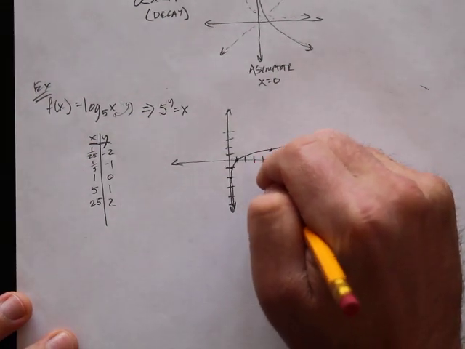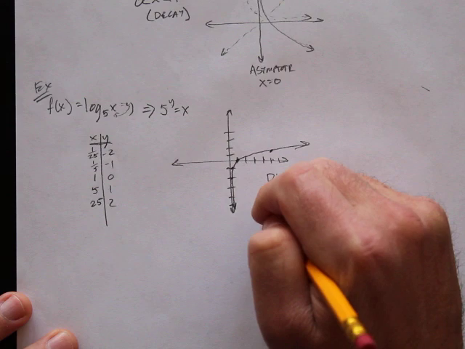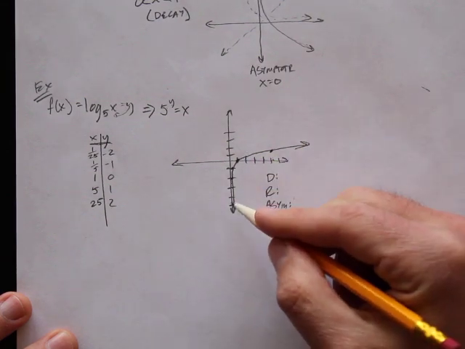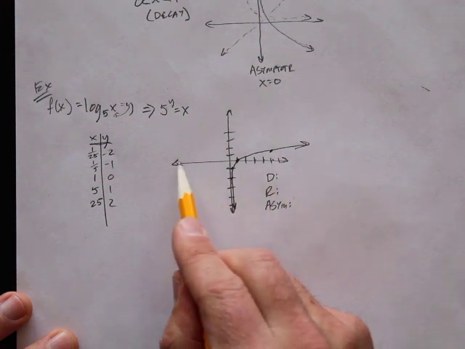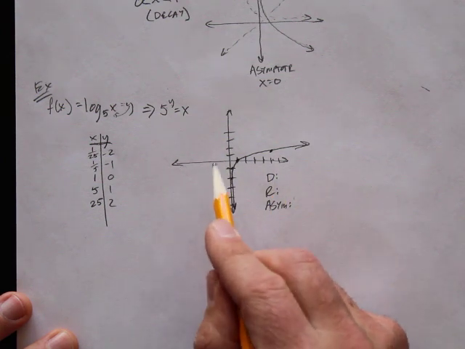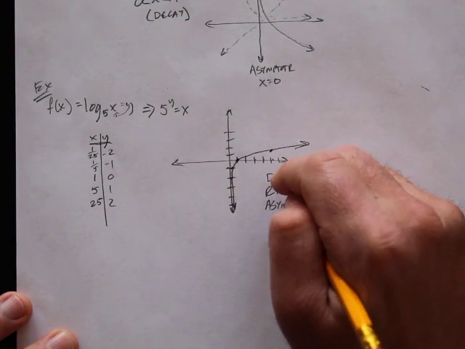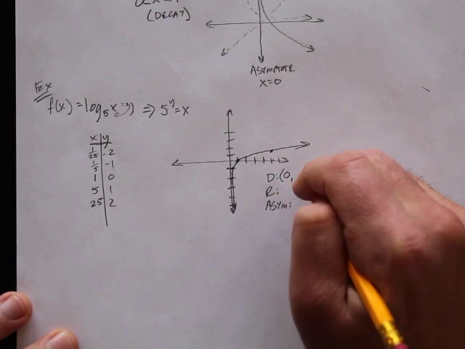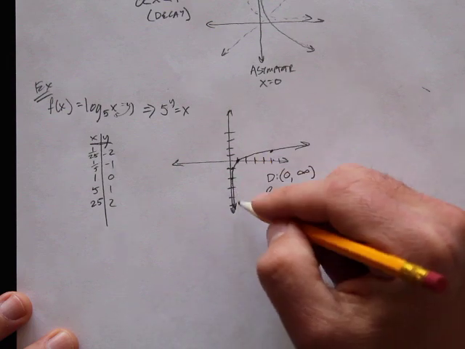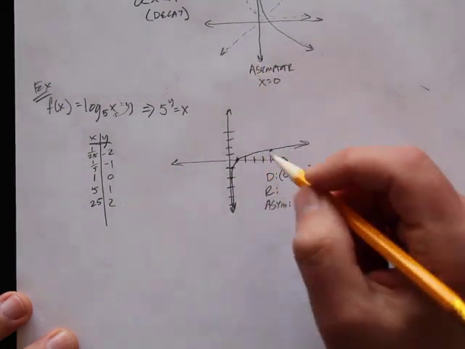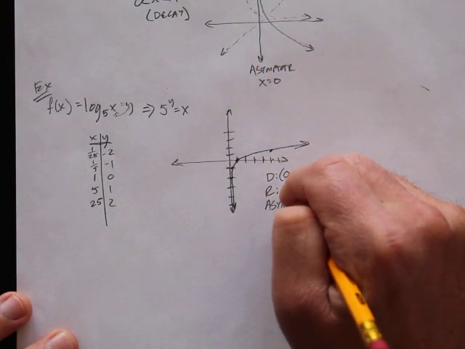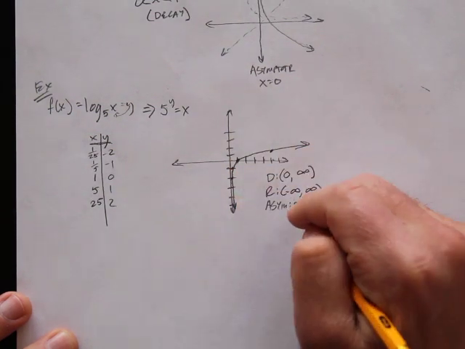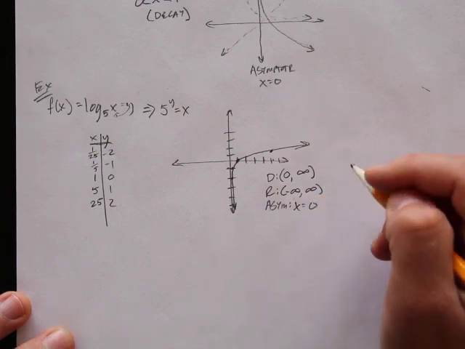So I'm going to look at my domain and my range and my asymptote. So my domain, it's my x values. There aren't any over here. So they don't start until just after 0. So soft bracket at 0 to positive infinity. My range goes all the way down, goes all the way up. So my range is -infinity to positive infinity. My asymptote is right here at x equals 0.